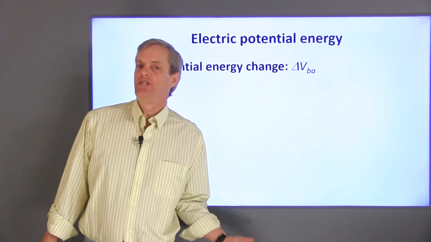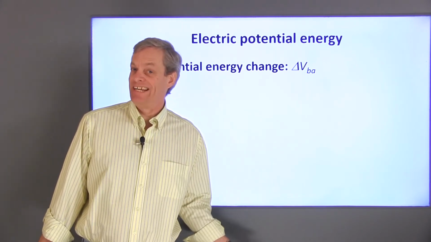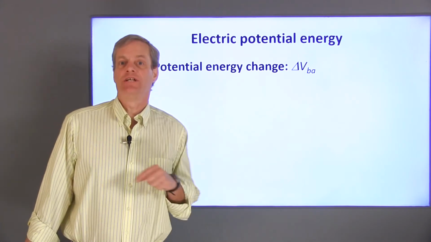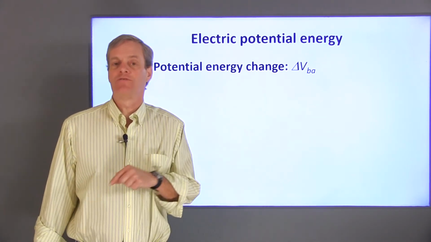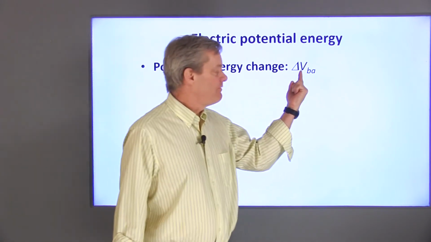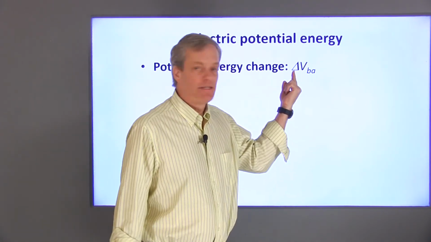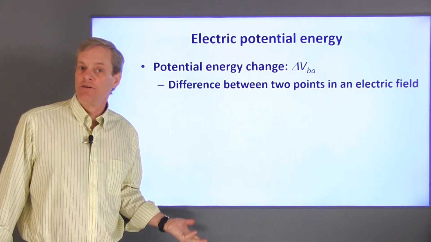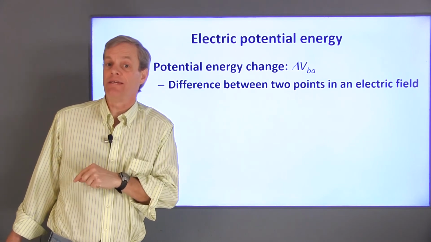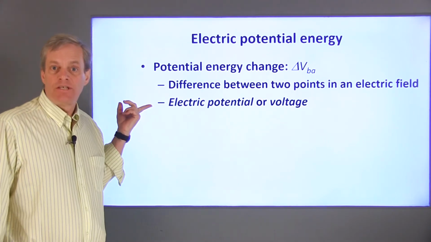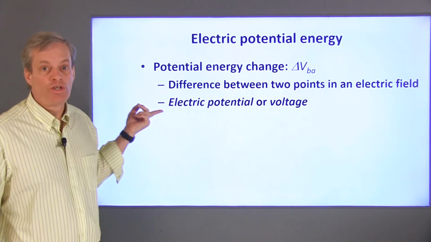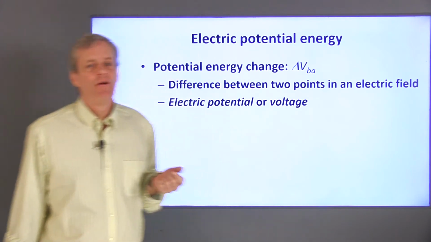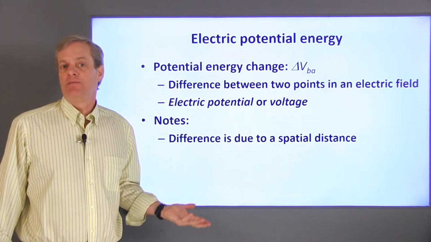The potential energy change associated with moving a charge in an electric field is generally represented by the variable V. So the change in electric potential resulting from moving the charge from point B to point A is delta V sub BA, where delta signifies a difference in some parameter. Keep in mind that this is a difference in energy between two different points in space. This energy change is sometimes called the electric potential energy or just the electric potential, but it's more commonly referred to as voltage.